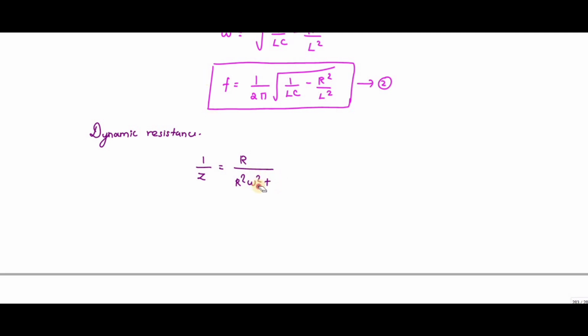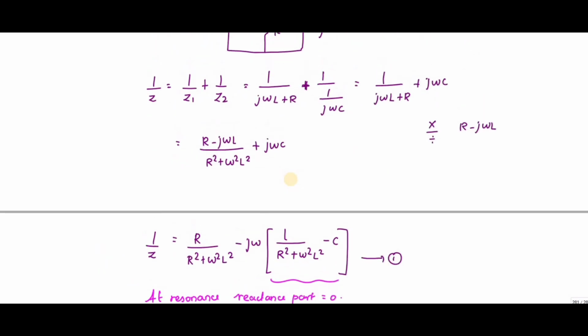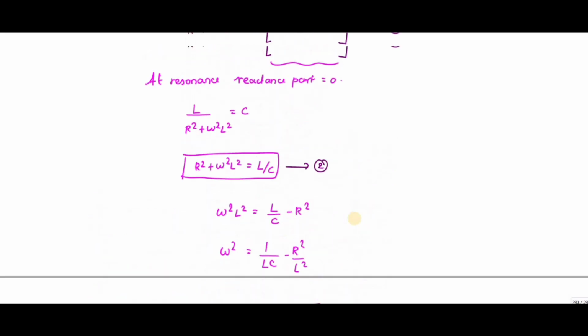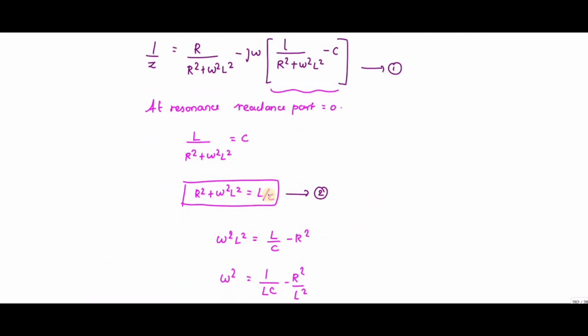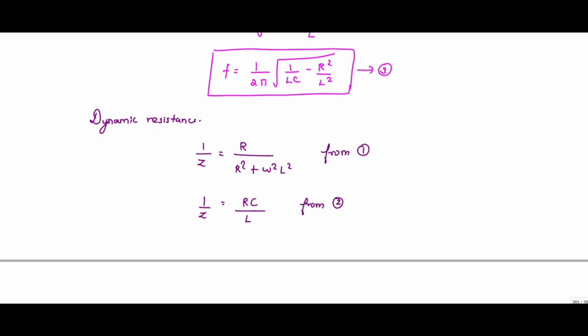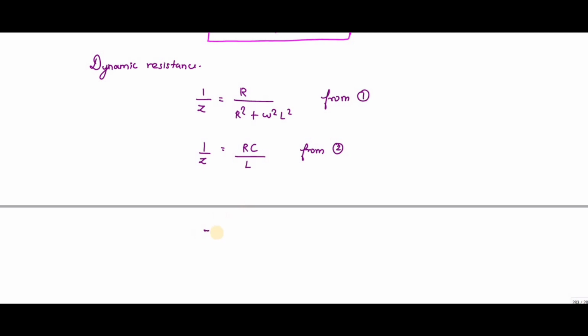This is from equation 1. So what is R square plus omega square L square? R square plus omega square L square is equal to L by C. This is from equation 2. So I will change this to 3. So I can write the dynamic resistance Z is equal to L divided by RC. So this is your fourth equation.